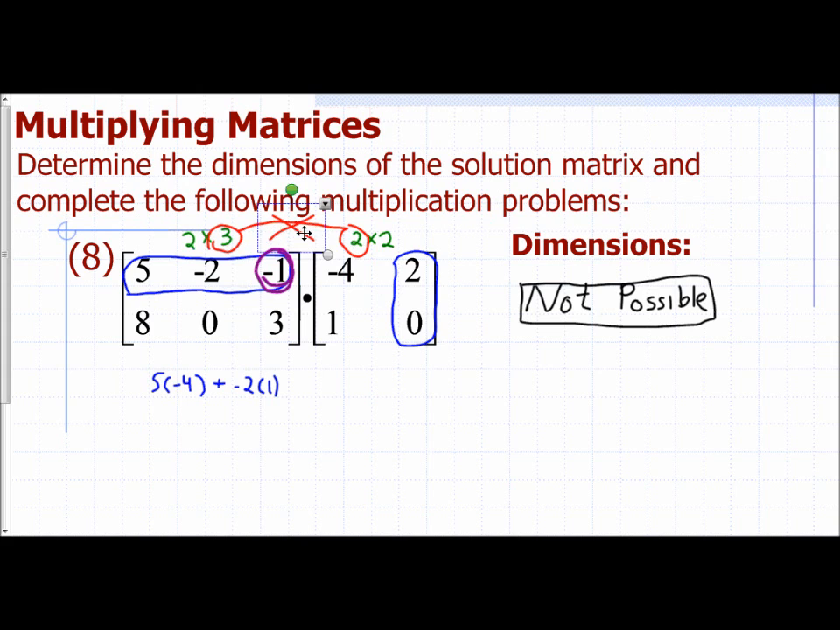That's why this shortcut works: if the inside numbers do not match, if the columns of the first matrix do not match the rows of the second matrix, it's not going to be possible to find the product.